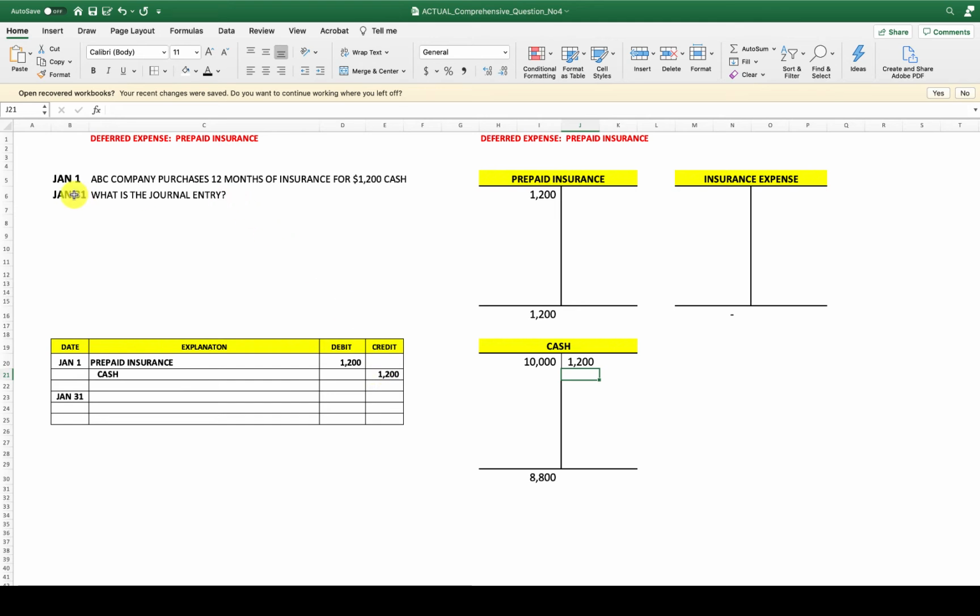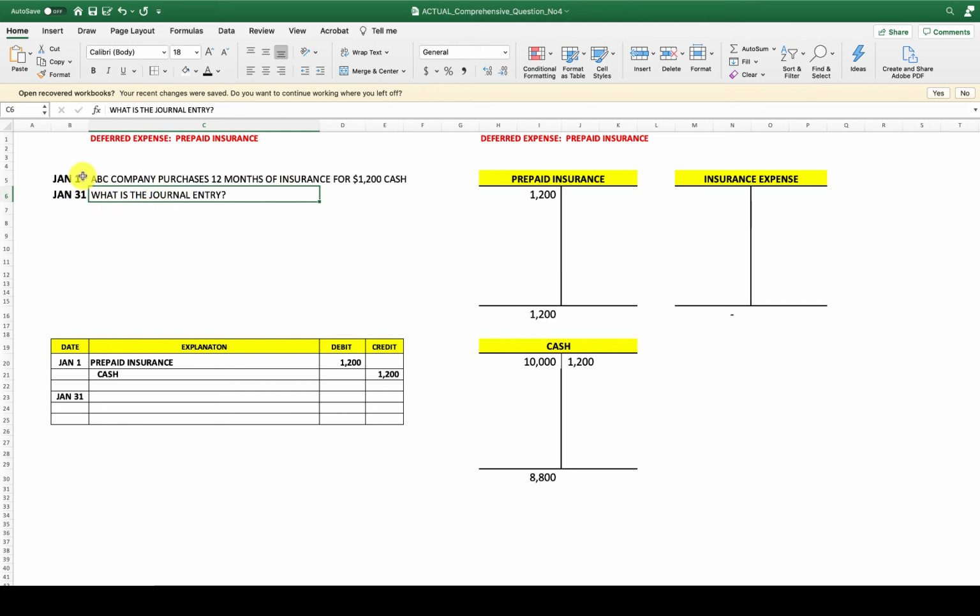Now, 1 month goes by and it's January 31st. So what happens on January 31st? What is the journal entry? And this is where some people make a mistake, because they say, okay, on January 31st, what I need to do is I need to debit cash for $1,200 or debit cash for something else. Well, on January 31st, we do not do anything to cash. Why? Because we're not paying anything. We paid for 12 months worth of insurance up here on January 1st. We're not making another payment on January 31st.